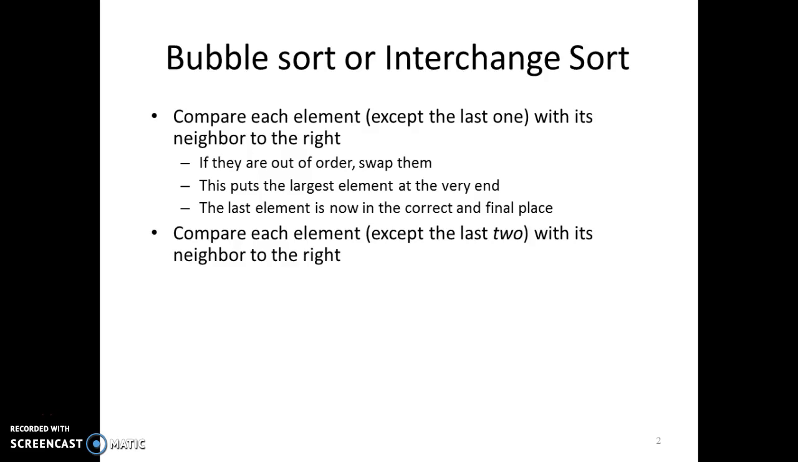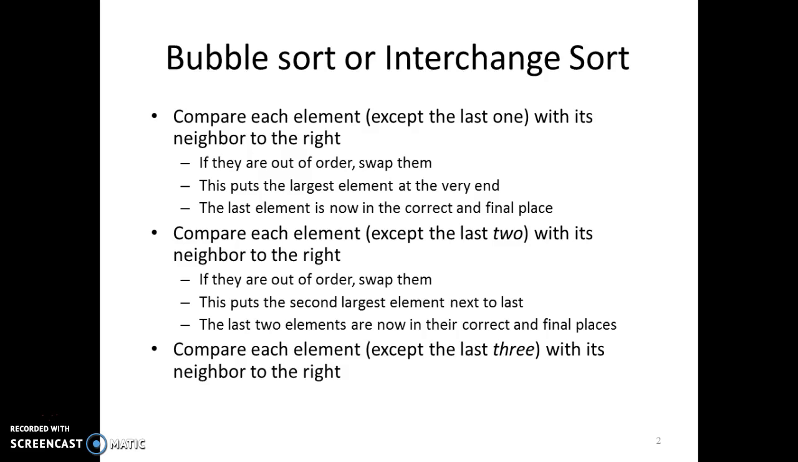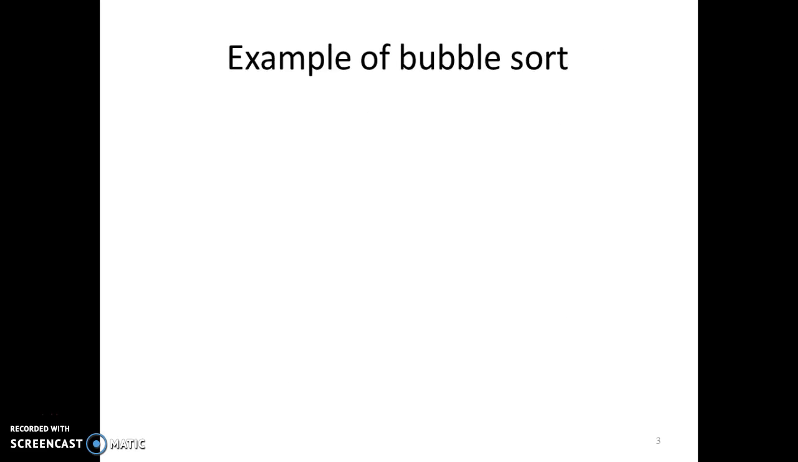So the last element when we do this is in the correct and final place. Now what we do is we compare each element except the last two with its neighbor to the right. If they are out of order, we once again swap them. This puts the second largest element next to the last. So we have the largest element at the end, the second largest element adjacent to that, and the last two elements are now in their correct and final place. Now we compare each element except the last three with its neighbor to the right. And this we continue as above until there are no unsorted elements on the left. So the next slide depicts how the bubble sort works.